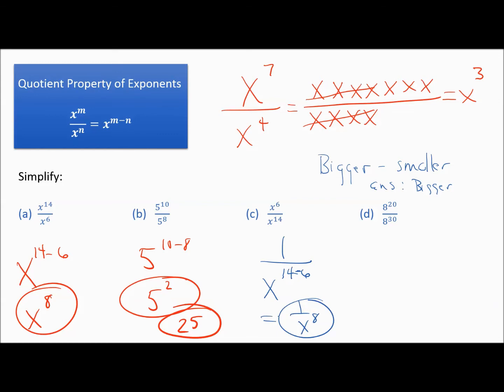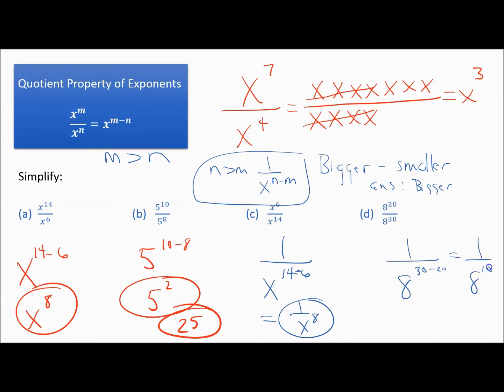Now, that doesn't show up in this property. This is only when m is bigger than n. So if n in the denominator is bigger than m, it's going to be 1 over. We could create the rule that if n is bigger than m, it's going to be 1 over x to the n minus m. Did you catch that? Basically, bigger minus smaller, leave it where the bigger one is. And the case holds here, for example, D as well. Since 30 is bigger than 20, I'm going to say this is 1 over 8 to the 30 minus 20, which is 1 over 8 to the 10th.